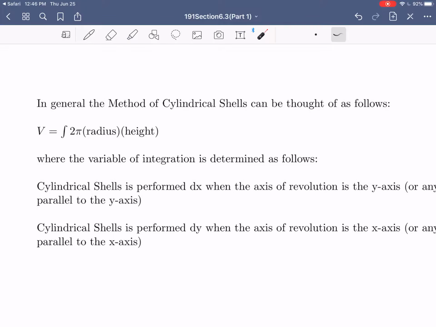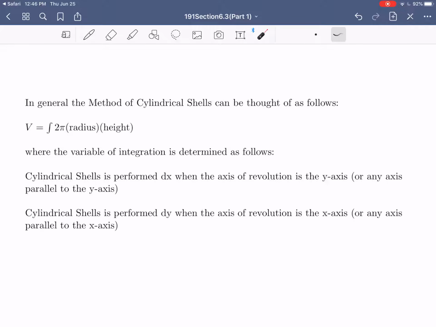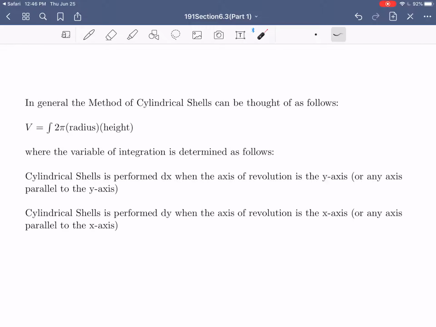So, in general, when you are working with the method of cylindrical shells, you should think about it as follows. The general formula is that the volume can be found as 2 pi times the radius times the height. That's what each of those formulas were doing. It was 2 pi times the radius times the height. And then you choose the variable of integration as follows. You will notice that cylindrical shells is performed dx when the axis of revolution is the y-axis, a vertical axis. So any axis parallel to the y-axis, you'll do cylindrical shells dx.